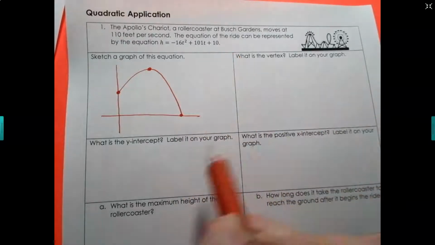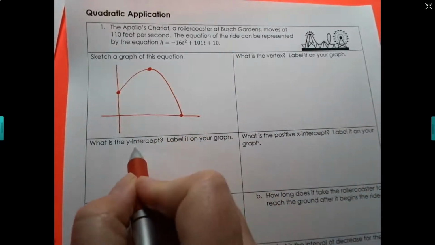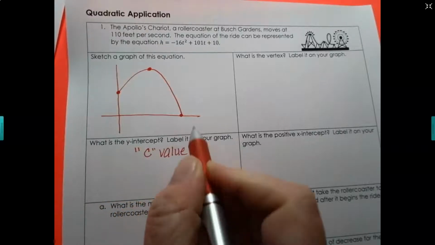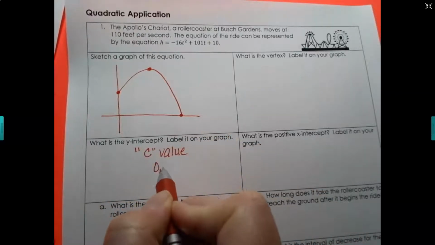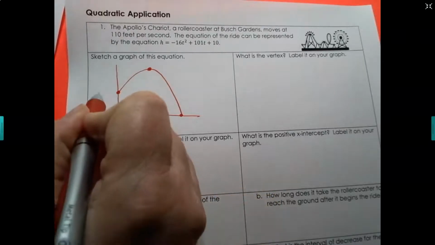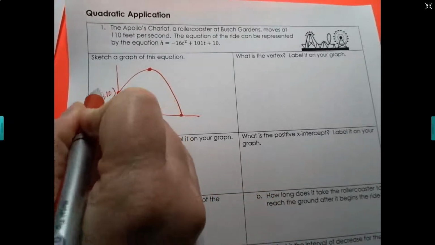You already know the y-intercept. It's labeled as your c value in your standard form equation. So it's 10 feet, and because it's the y-axis, the x is 0, so (0, 10) is the name of the point.